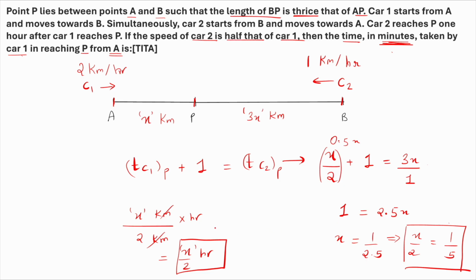We have seen previously also that x by 2 will be the time in hours. But we want the final answer to be in minutes. Multiplying by 60, we get the final answer as 12 minutes, right? That is the final answer to our question, 12 minutes. Car 1 takes 12 minutes to reach from A to P. The answer to our question.